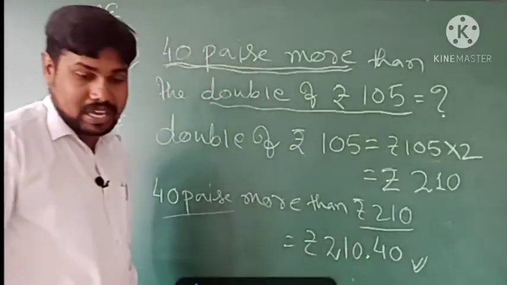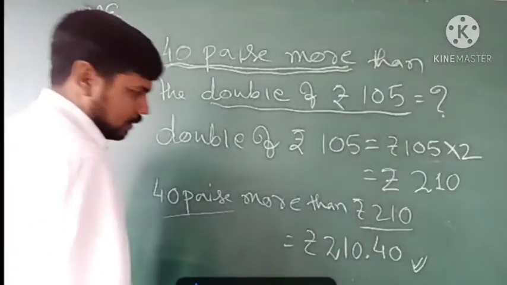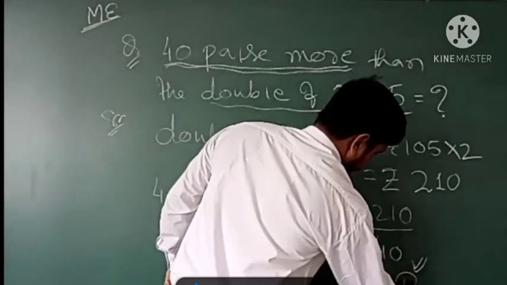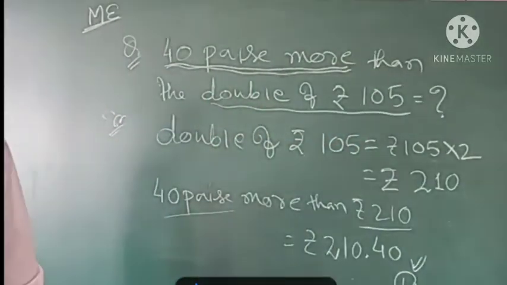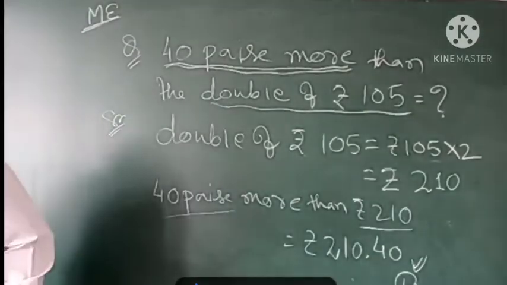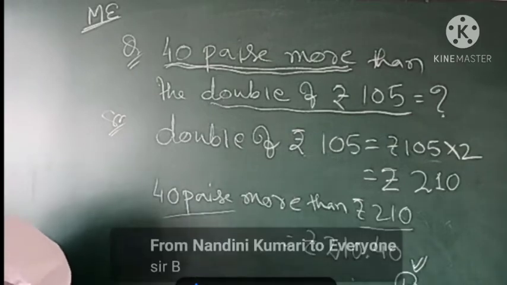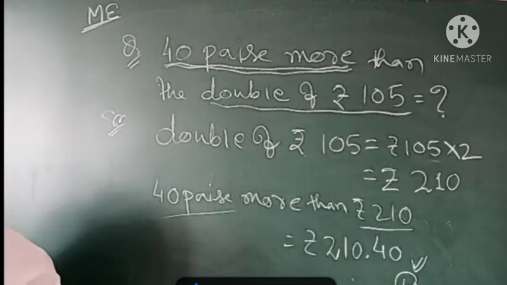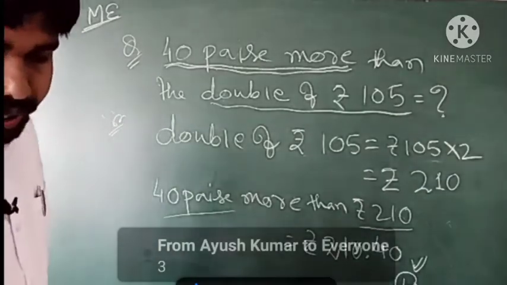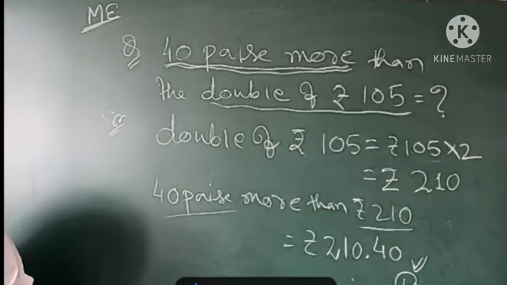Which options do we have? 210 decimal 40 is option number B. Okay, so option number B will be the correct answer, right? So this is how very simply you can do this type of question. Yes, option number B, 210 decimal 40, correct answer. Okay, so in this way we can do the rest of all the questions of the miscellaneous exercise.